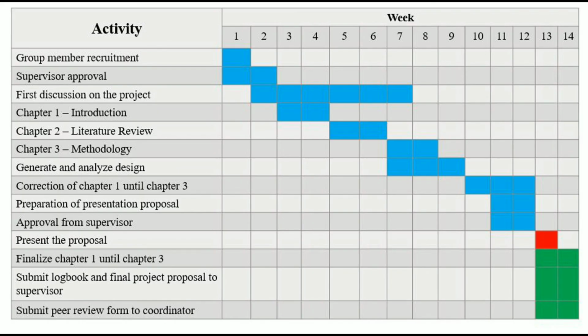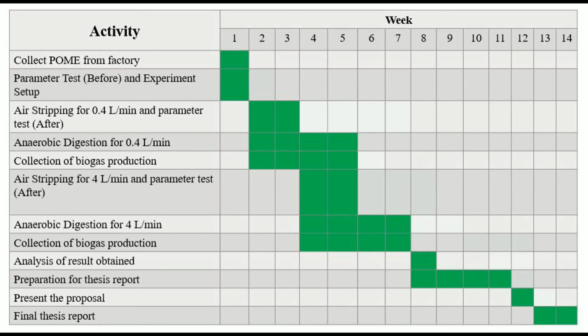Gantt chart. This is the Gantt chart for SDP1. It started with group recruitment in the first week, supervisor approval, project discussion, generate and analyze design, presentation, and ends with submission of the logbook and final project proposal on week 14. For SDP2, it starts with collection of POME from the factory in the first week, conduct parameter tests, air stripping pretreatment process, anaerobic digestion process, and the collection of biogas production estimated to end on week 7. Then, the presentation of the project will be on week 12 and the final thesis report will be submitted on week 14.